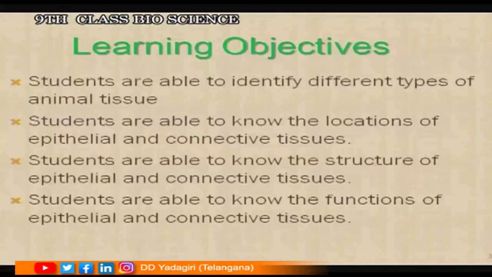Children, let us see today's lesson objectives. Students are able to identify different types of animal tissue. Students are able to know the locations of epithelial and connective tissues. Students are able to know the structure of epithelial and connective tissues. Students are able to know the functions of epithelial and connective tissues.